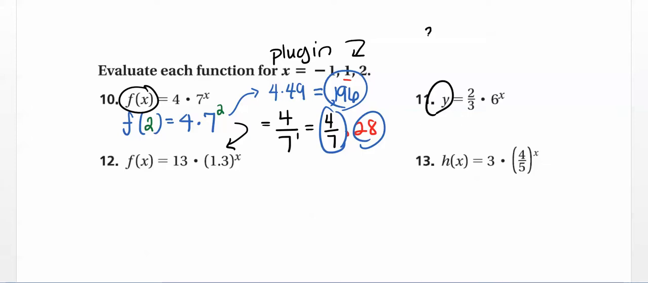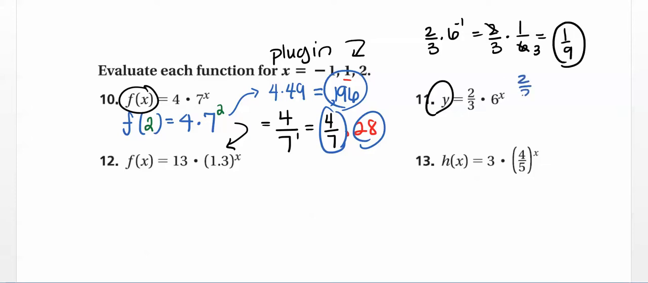Okay, so first one, 2/3 times 6 to the negative 1 would be 2/3 times 1/6, which would be, can do some cross canceling here, 1/9 is our first one. Then 2/3 times 6 to the 1 is just 2/3 times 6. Do some cross canceling, that's 4. 2/3 times 6 squared would be 2/3 times 36. The 3 goes into the 36 12 times. That gives you 24.